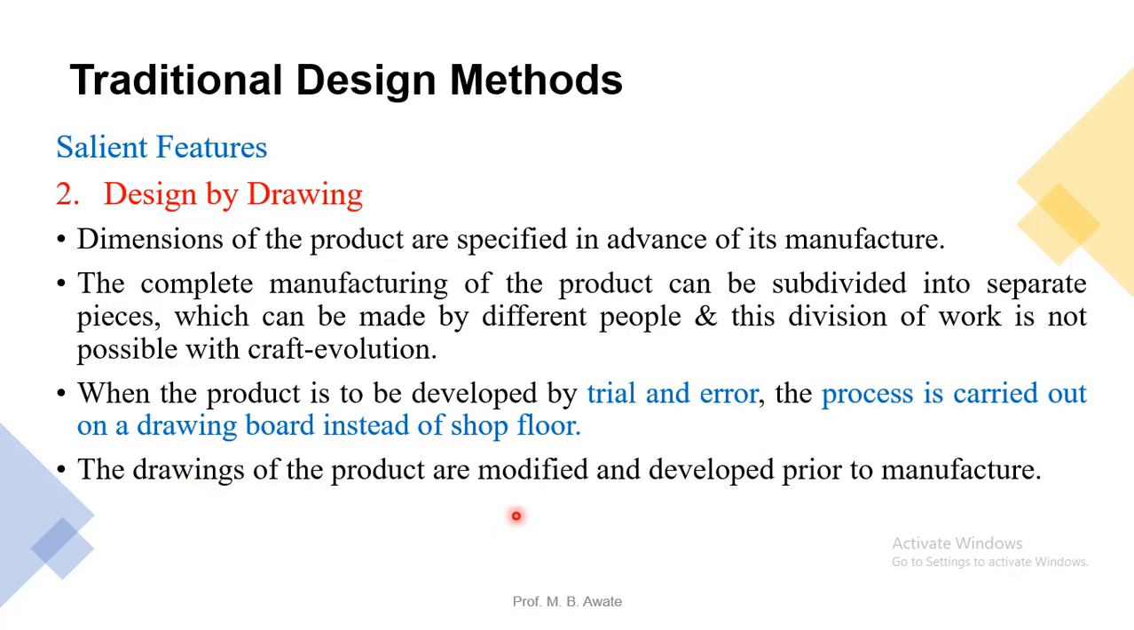The drawings of the products are modified and developed prior to the manufacture. So we can modify the drawing of the product, and also we can go for some development, but that is well before the manufacturing, and this is possible in case of design by drawing. In the initial type, that was nothing but the design by craft evolution, this was not possible because the craftsman has to make the experiment on the product itself. But in case of design by drawing, we can do the modification on the drawings of the product well before its manufacturing.